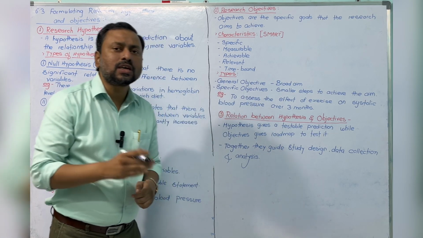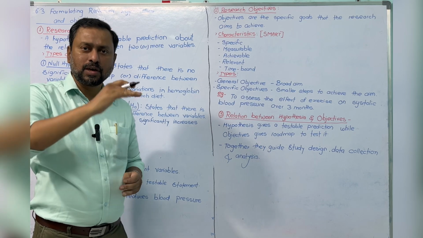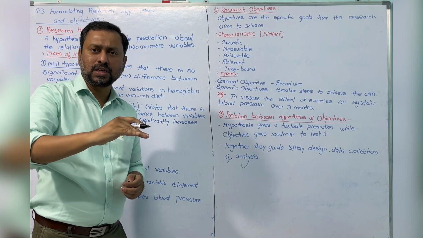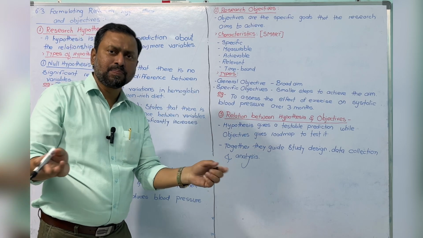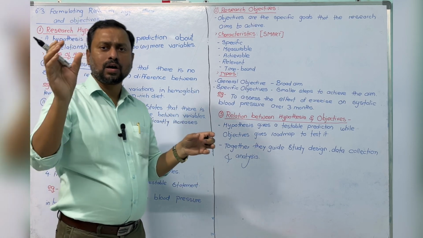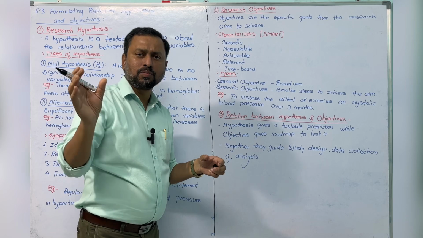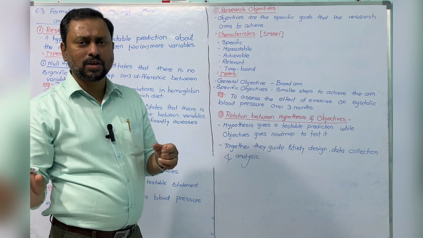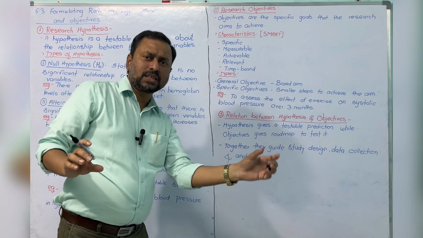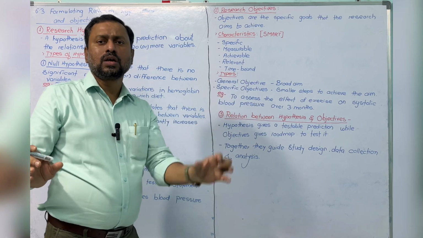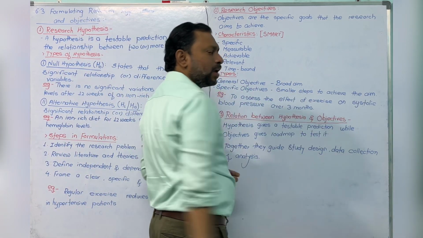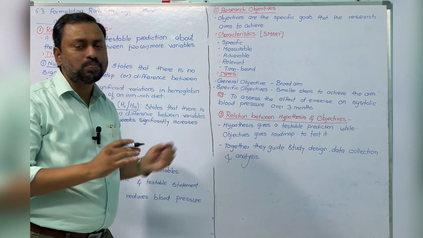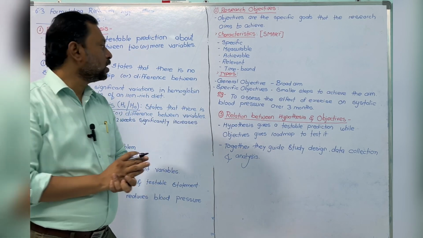Specific objectives are nothing but small steps. First, I will take these 40 patients and divide them into two groups, 20 in the first group and 20 in the second. After that, I will give the previous standard drug to group A, the 20 patients. Then to the second group, I will give the new trial drug. Step by step, like that, if you achieve your aim, these are called specific objectives.